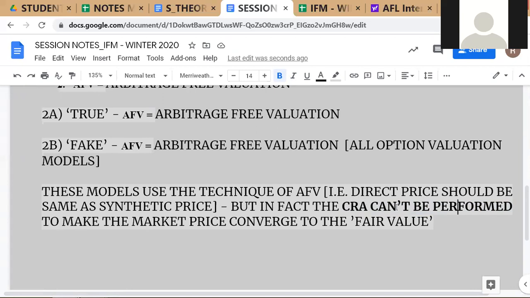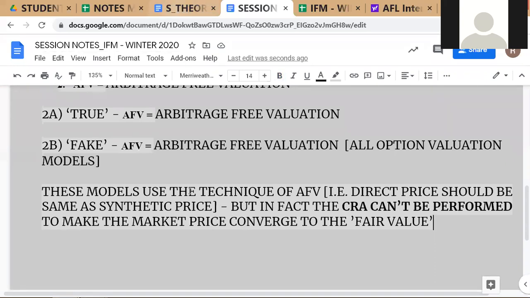What you saw in the book by Natenberg, if you see the book where we talk about option arbitrage, all those buys and sells, synthetics, those can all be done instantly because you can see all the prices and you can access them. In the case of fake AFV models like option valuation models, the CRA can't be performed. Therefore, the market price will not necessarily converge to the fair value. You can't force it to converge.